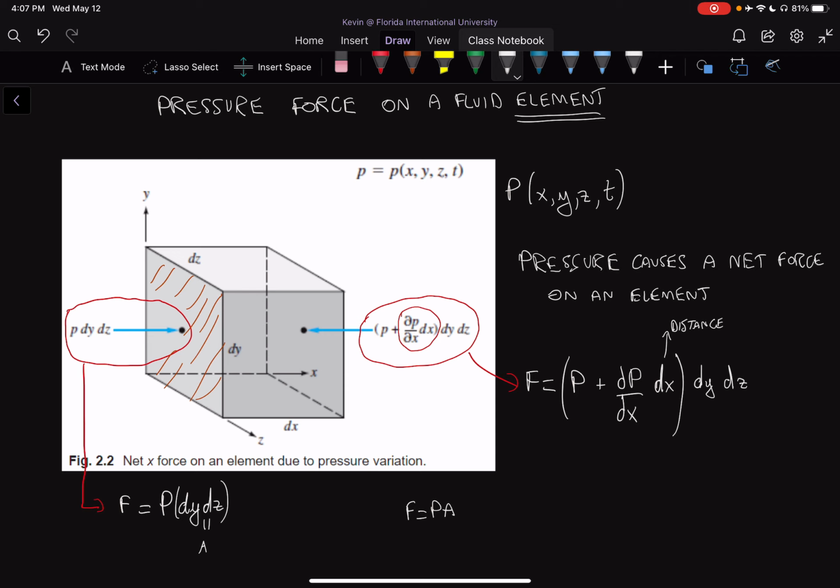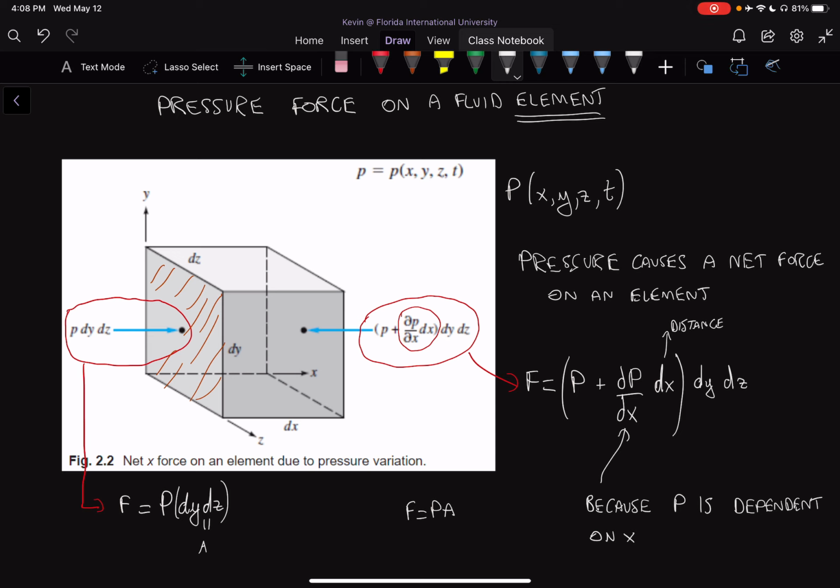Now, this dP/dx, why do we have a dP/dx? Why isn't it just pressure? Because we're going to assume that our element could have a different pressure on the left and on the right. Because pressure is dependent on x, the pressure can vary depending on the x position.